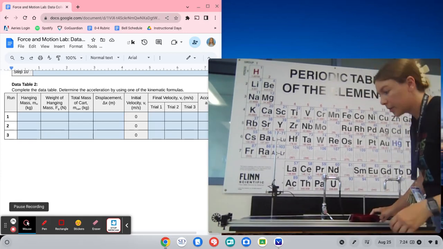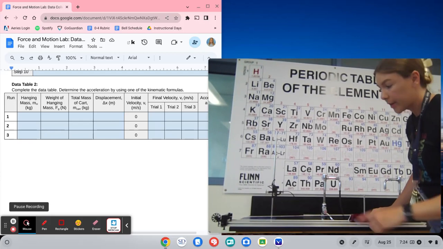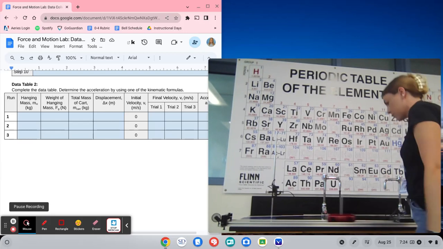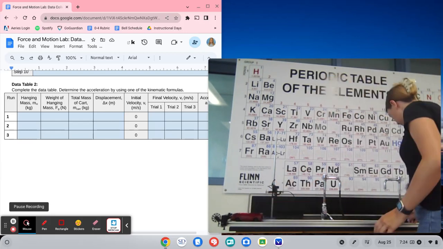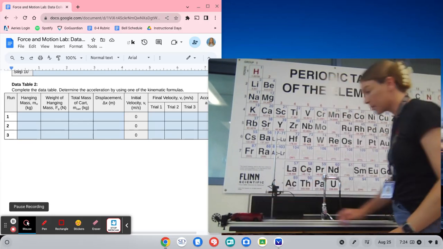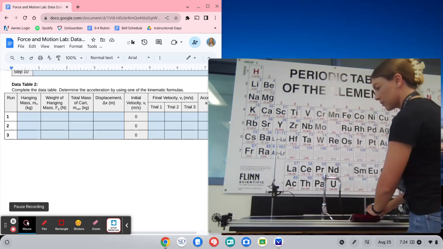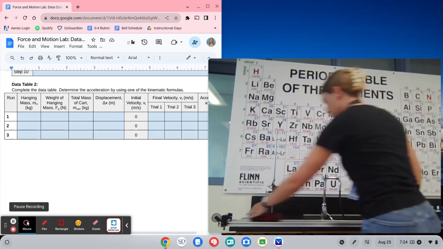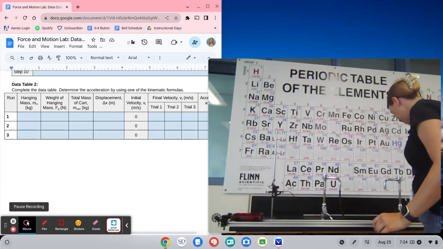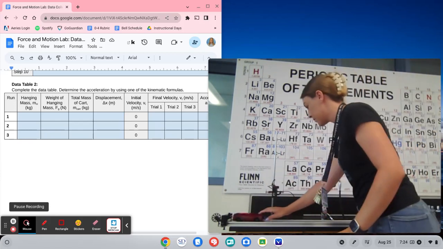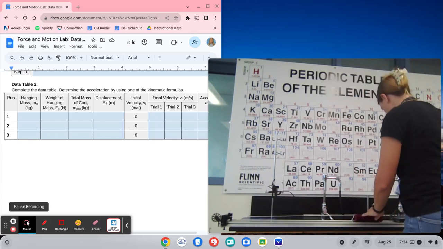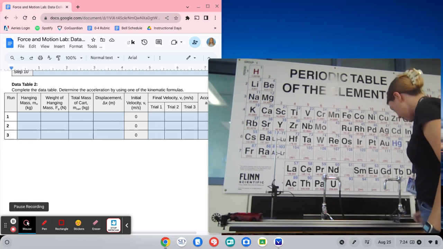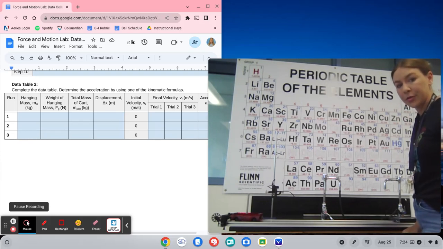This is our last run. We're on trial 1, run 3. I've added the 50 gram hanging mass. Our final velocity here was 0.984. This will be trial 2. Final velocity here is 0.970. And then for our third trial, we have 0.988 meters per second.